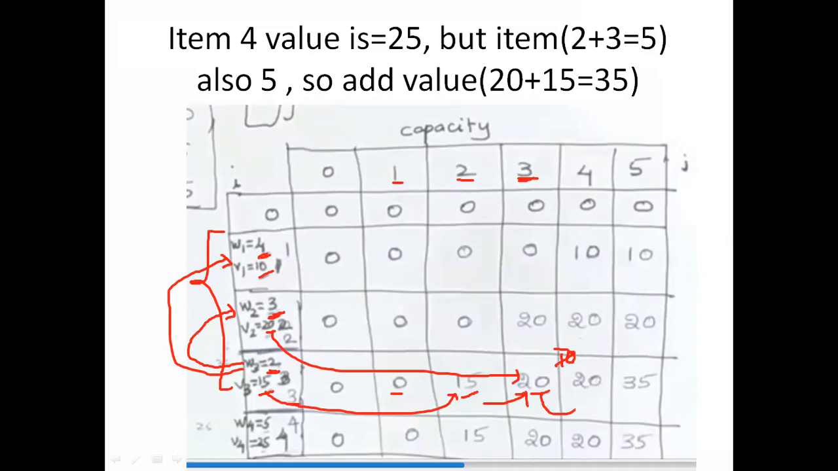Any doubts? Next one, 5 kg. For 5 kg, 4 kg is not possible, 3 kg is not possible, 2 kg is not possible. But for 5 kg capacity, we have item 3 plus 2. How much? 5 kg. That is possible. So the value is 20 plus 15.